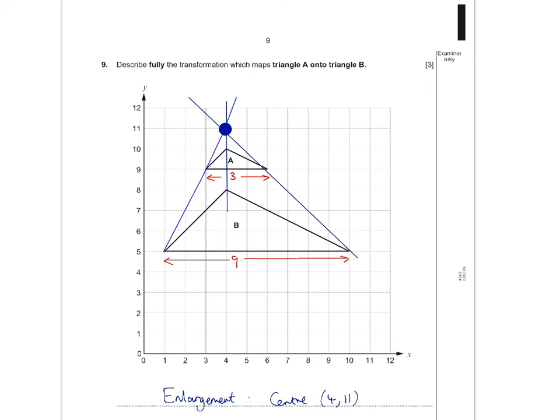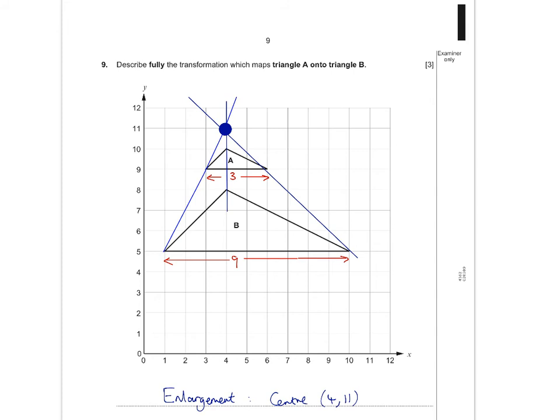Okay, so we've got 3 marks, and so far we've got 2 bits of information. It's an enlargement for 1 mark, and it's going by a scale factor of 3 for the second mark. For the third mark, you need to find the centre of enlargement. It doesn't tell you to do that, but when you have an enlargement, you've got to find the centre of enlargement.